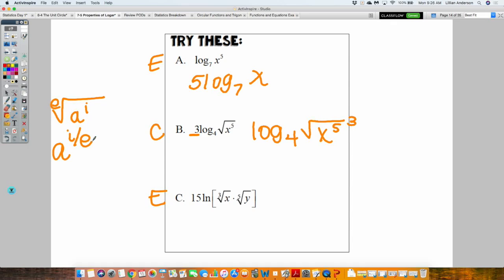Is there already a 1 on the spot right there? Here? That's a square root. So then it's going to be a 2. So this turns into log base 4 of x to the 5 halves because it's already 5 on the inside. So it just turns into 5/2. And now you have a 3 on the outside. What do you do to those exponents? So this turns into log base 4 of my whole variable x to the 15/2.